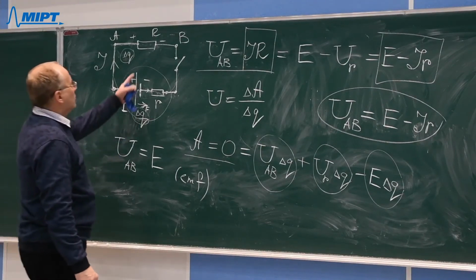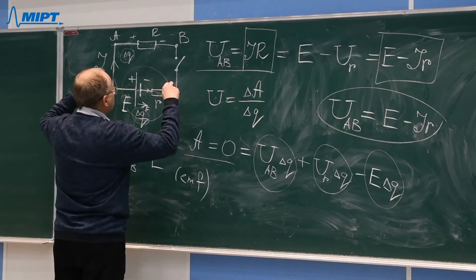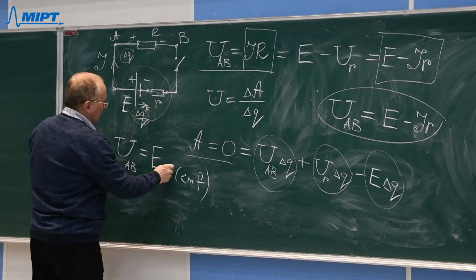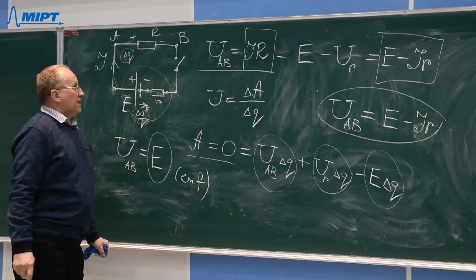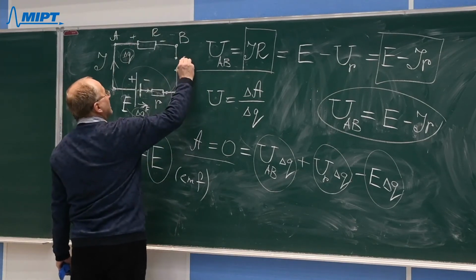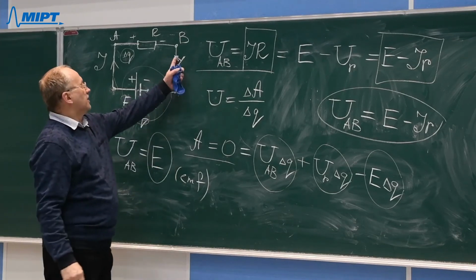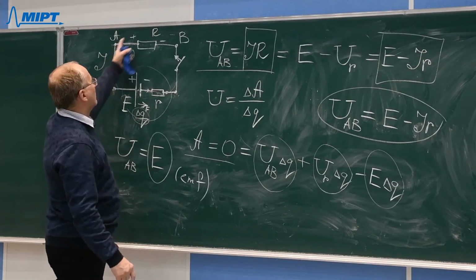The battery is not connected, it's disconnected from the external circuit. Then the potential difference, or the voltage on the contacts of the battery, will define the electromotive force of the battery. In case the battery is connected to an external circuit, if we switch on this key here and connect this contact, then there will be a current flowing in the battery.